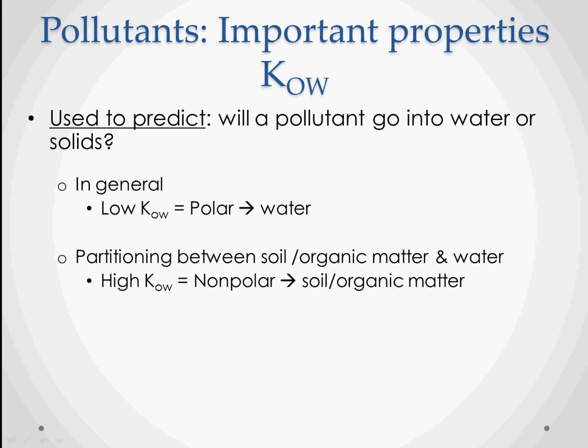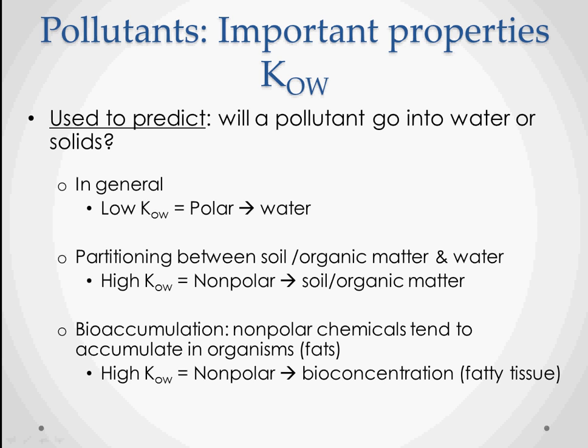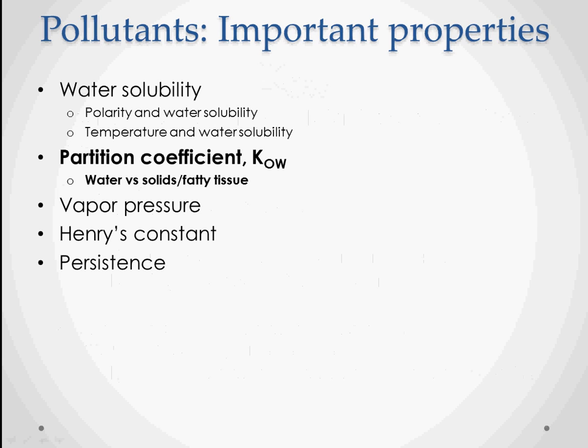Now, it's also used to predict bioaccumulation, which usually happens with nonpolar chemicals. They tend to accumulate in organisms in fats, which is where the nonpolar chemicals like to be. So with a high KOW, you've got a nonpolar substance, it's not really going to be in the water or the environment very much, it's going to be inside the organisms in that fatty tissue. Okay, so that is KOW, what it is, and what people use it for, to figure out whether a chemical is going to go into water or whether it's going to be in solids and fatty tissue.